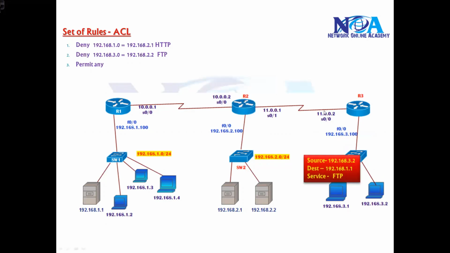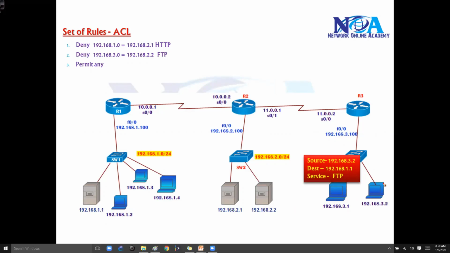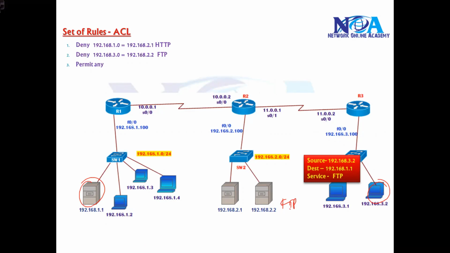Now similar way, one more example. Say the traffic is coming from 3.2 and is destined to 1.1. So 3.2 is here, 1.1 is here, and the traffic is FTP, let's say. Now again, different networks, the packet goes to the router, and the router is going to check the routing table and forward it to the next router.